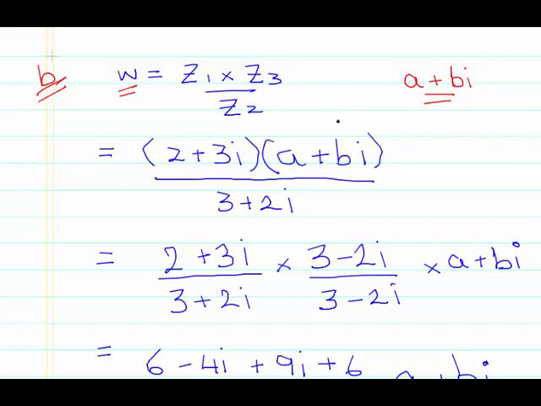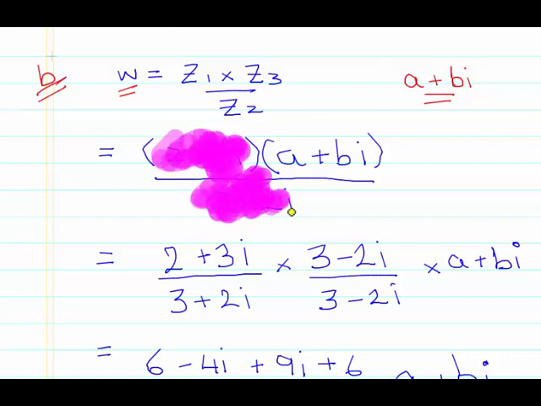So essentially what we are going to do is focus on this part first. Where we know the numbers, we'll treat that as one part of the question, and we'll treat a plus bi as the second term.